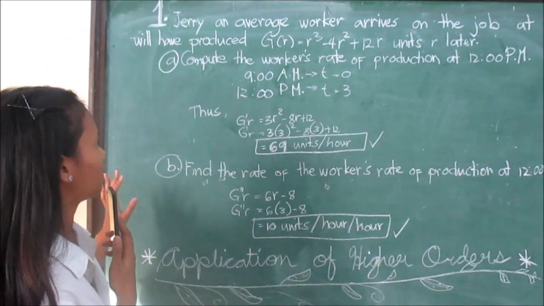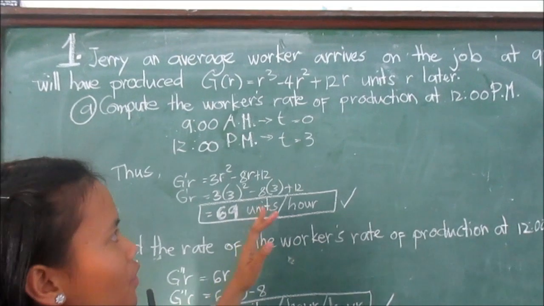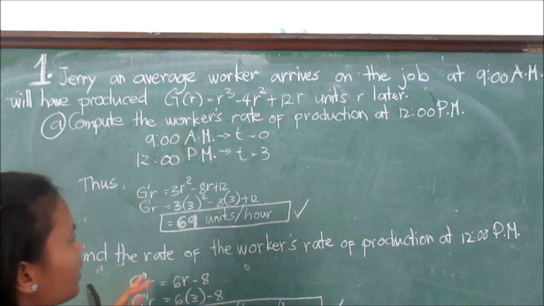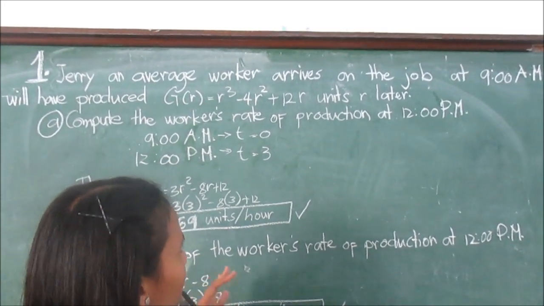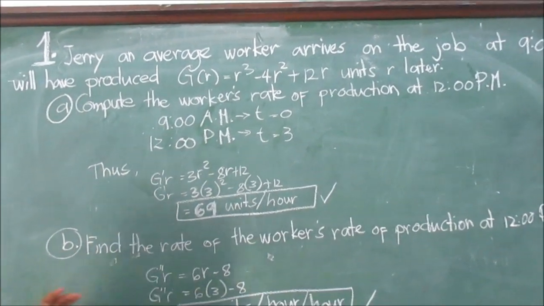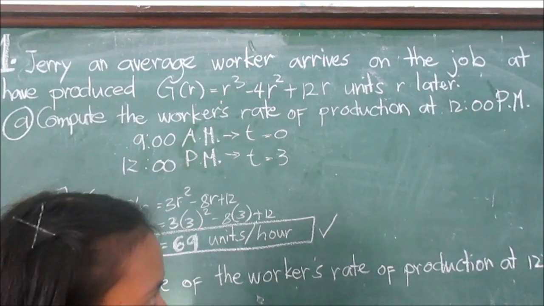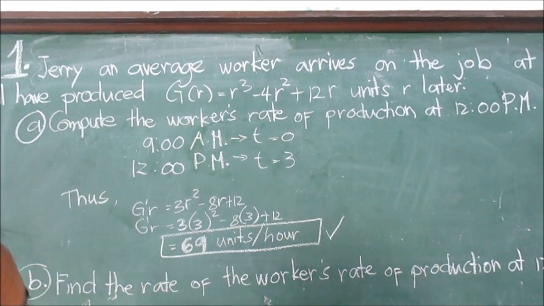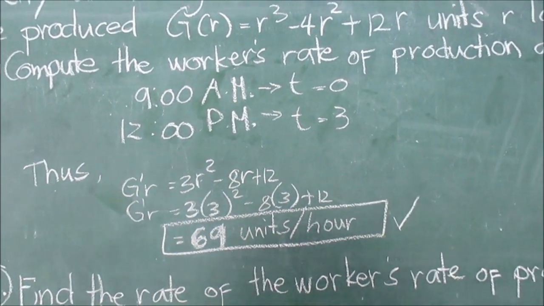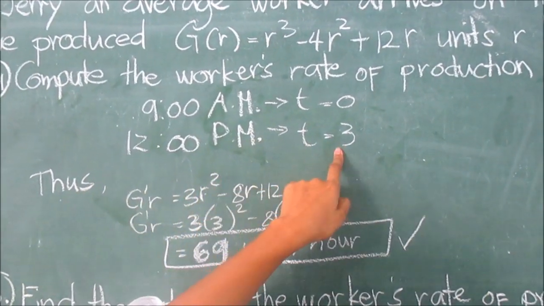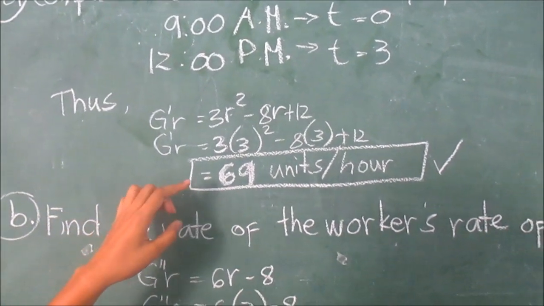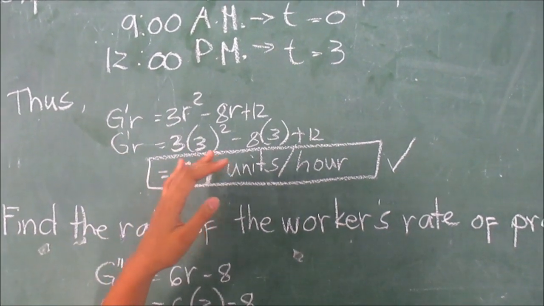So first problem. Jerry, an average worker, arrives on the job at 9 a.m. and will have produced G of R is equals to R cubed minus 4R squared plus 12R units R hours later. A. Compute the worker's rate of production at 12 p.m. So 9 a.m. with respect to time is equals to 0. That starts initially. Then 12 p.m. is equals to 3. Thus, G prime of R is equals to 3R squared minus 8R plus 12.